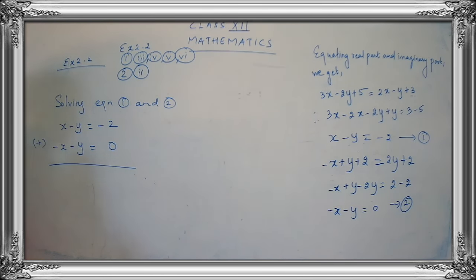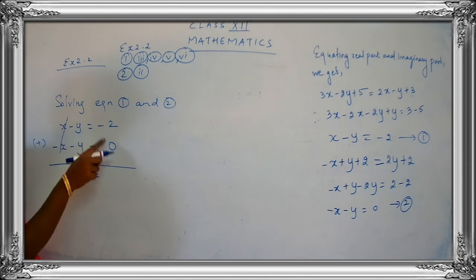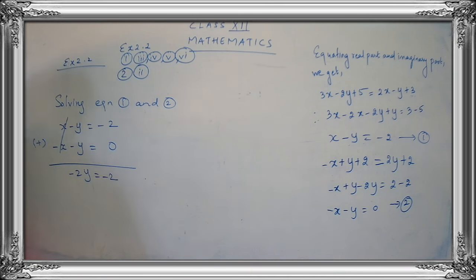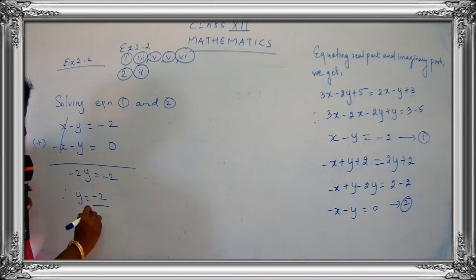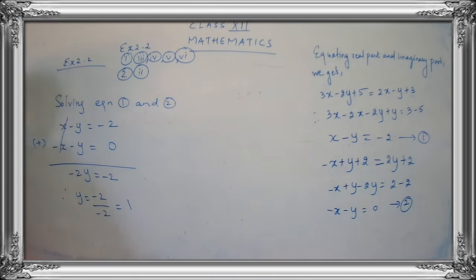So once I add, what happens? X minus x gets cancelled. Minus y minus y. What is minus 1 minus 1? Minus 2. Yes. So minus 2y is equal to minus 2 plus 0, minus 2. So minus 2y is equal to minus 2. Therefore, y is equal to minus 2 upon minus 2. You get the value for y as 1. What is the value for y? It's 1. Okay, so now you are going to substitute.